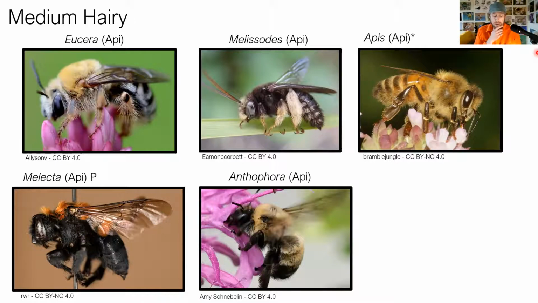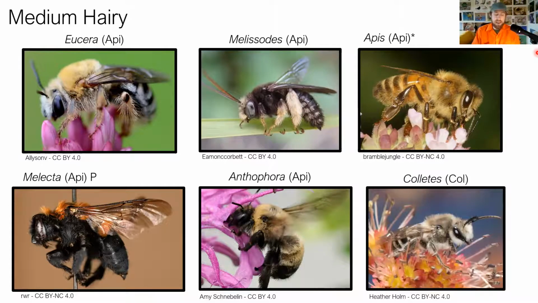Next, we have Anthophora. They're also really fast, and they have a super long tongue, and they nest in the ground, but they like nesting in banks, like on the edges of rivers, where they can dig in horizontally.